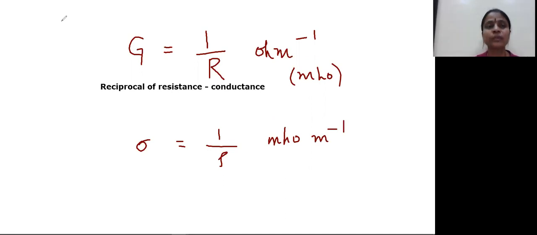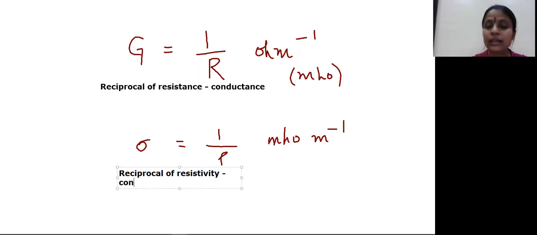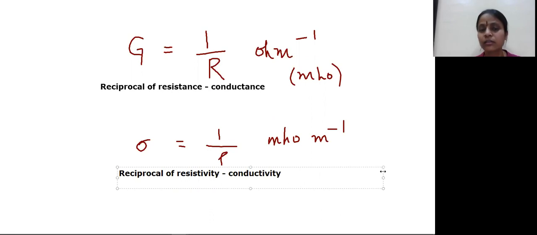This is what is going to be the unit. We also use Siemens to denote it. So what is this? This is the reciprocal of resistivity, which is called conductivity, sigma. So the reciprocal of resistivity is called conductivity, and the unit I have written over there is mho per meter. Am I making that very clear, children?